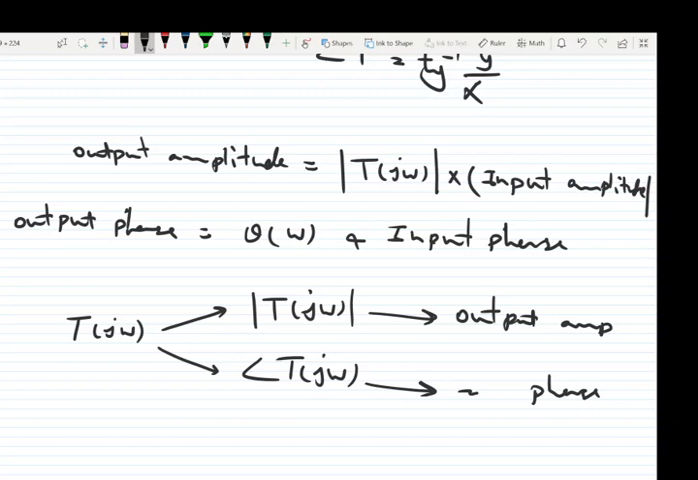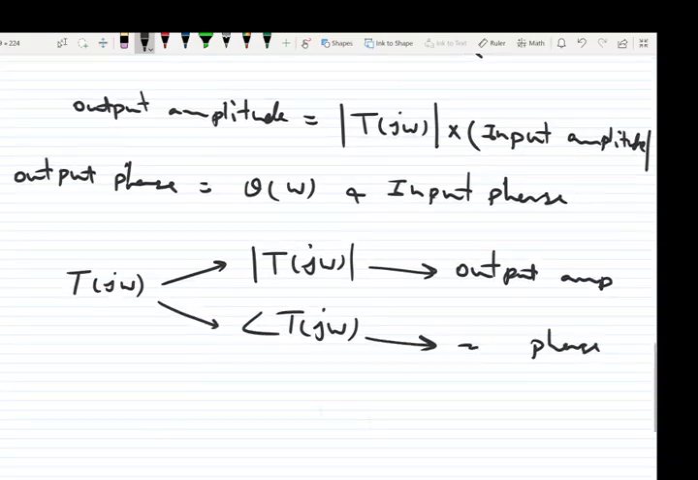And we have a phrase called frequency response. The frequency response is a frequency dependent relationship between the input and output. The frequency dependent relationship between input and output is called frequency response.